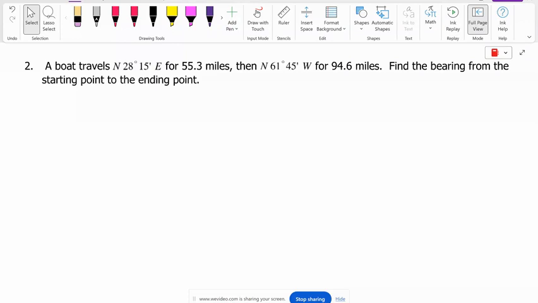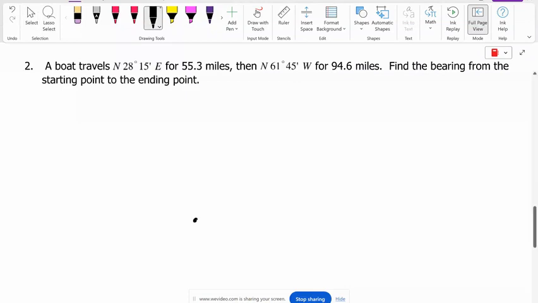How many people think they were able to draw it? Maybe? Okay. All right. So it says a boat travels north 28 degrees 15 minutes east for 55.3 miles, then north 61 degrees 45 minutes west for 94.6 miles. Find the bearing from the starting point to the end point. All right, so let's get started.